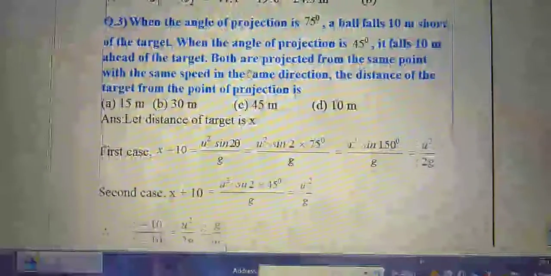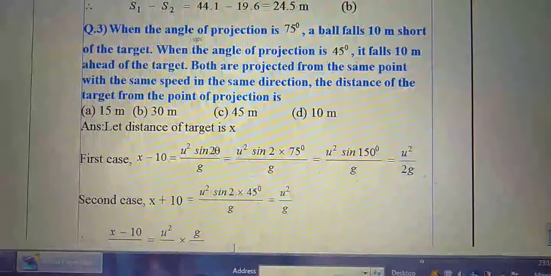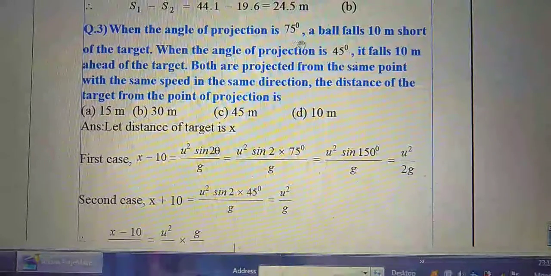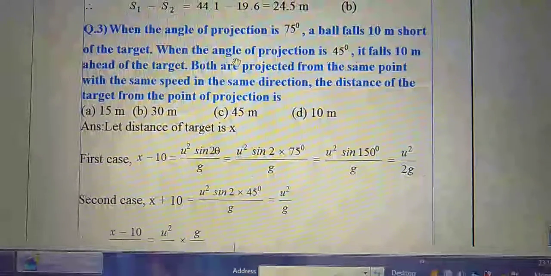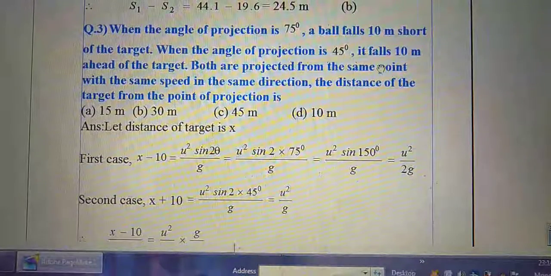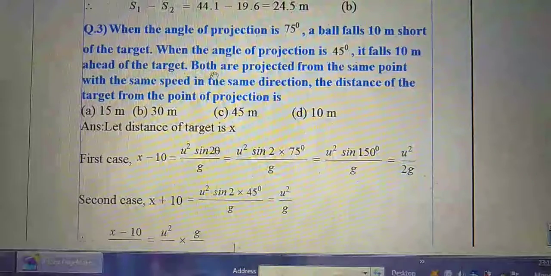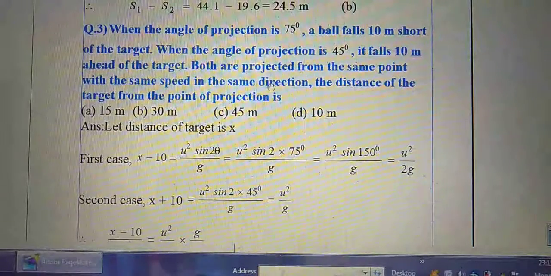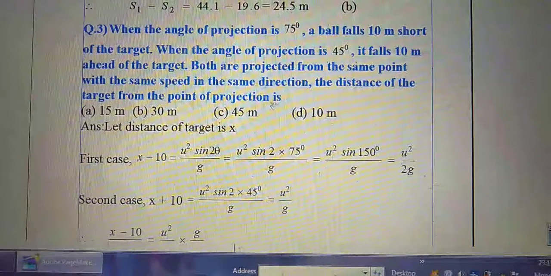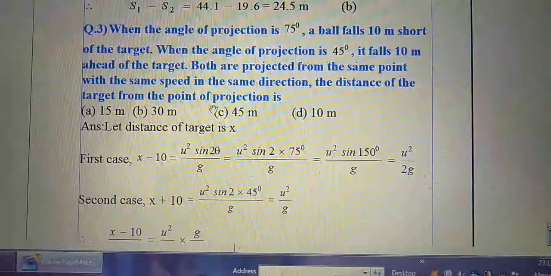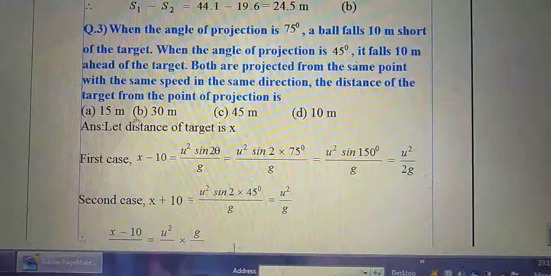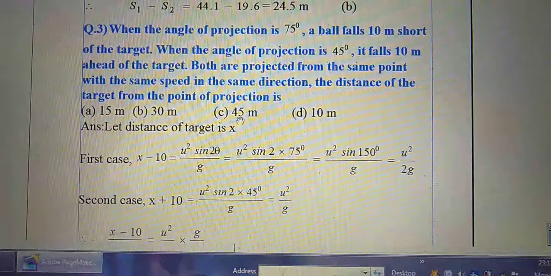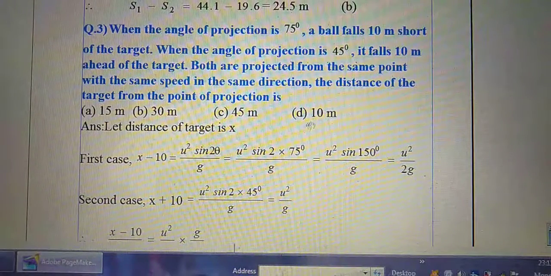Next question: when the angle of projection is 75 degree, a ball falls 10 meters short of the target. When the angle of projection is 45 degree, it falls 10 meters ahead of the target. Both are projected from the same point with the same speed in the same direction. The distance of the target from the point of projection. So option A 15 meter, option B 30 meter, option C 45 meter, and option D 10 meter.